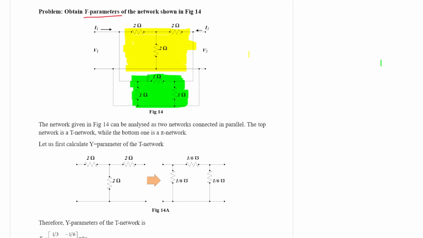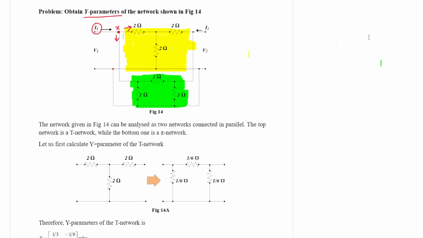Now these two networks, if you carefully look, they are connected in parallel. So this input current I1, after reaching this node, let us say this node is X, gets two paths, one along this and another along this. So basically we have two networks connected in parallel. If two networks are connected in parallel, then their respective y parameters are added.